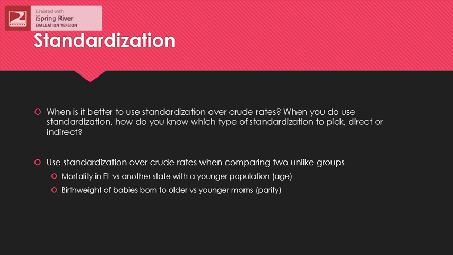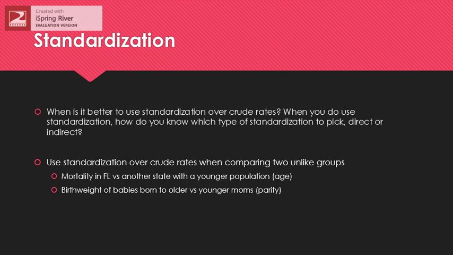Okay, so to answer the first part of that question, you use standardization whenever you're comparing two unlike groups. The example last week was mortality in Florida versus mortality in, let's just say, California, because California has a younger population than does Florida. People like to retire in Florida. So the average age in Florida is higher. Therefore, it's not fair to compare mortality in California to Florida. You would expect Florida's mortality rate to be higher simply because people are older. Maybe you want to know, is healthcare better in California versus Florida? But you can't really answer that question easily without standardization because of the age differences.